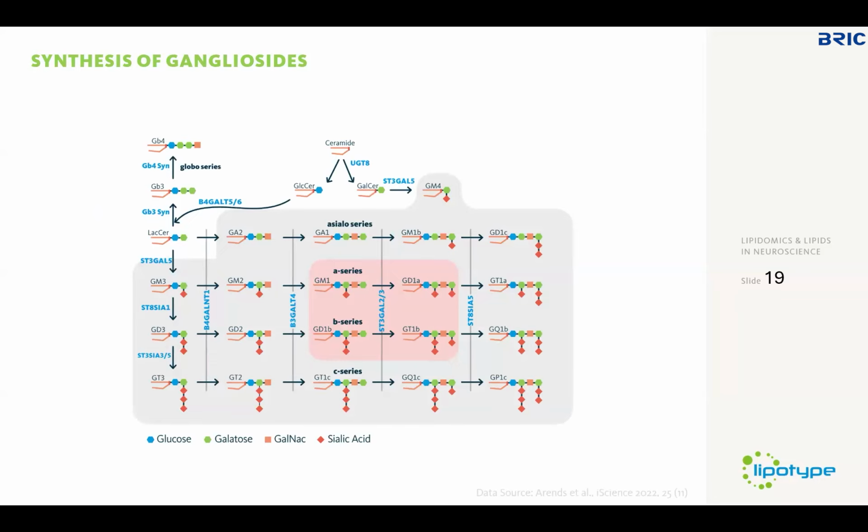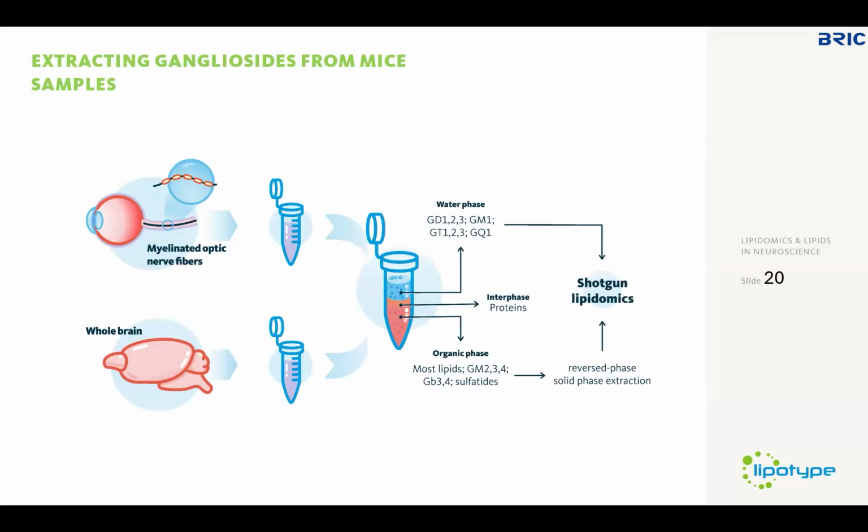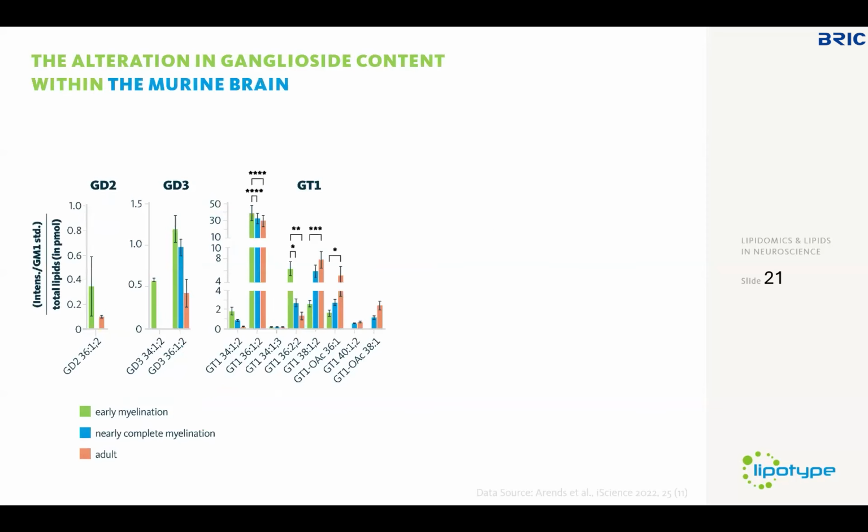So therefore, we needed to come up with a particular extraction method from mouse samples, and in this case, a several-step extraction procedure was used to make sure that a material amount of only 1.5 micrograms is sufficient. So we used the water phase and the organic phase, then reverse-phase solid-phase extraction, and performed further shotgun lipidomics. Using this method, we were able to see the alteration in ganglioside content within the murine brain.